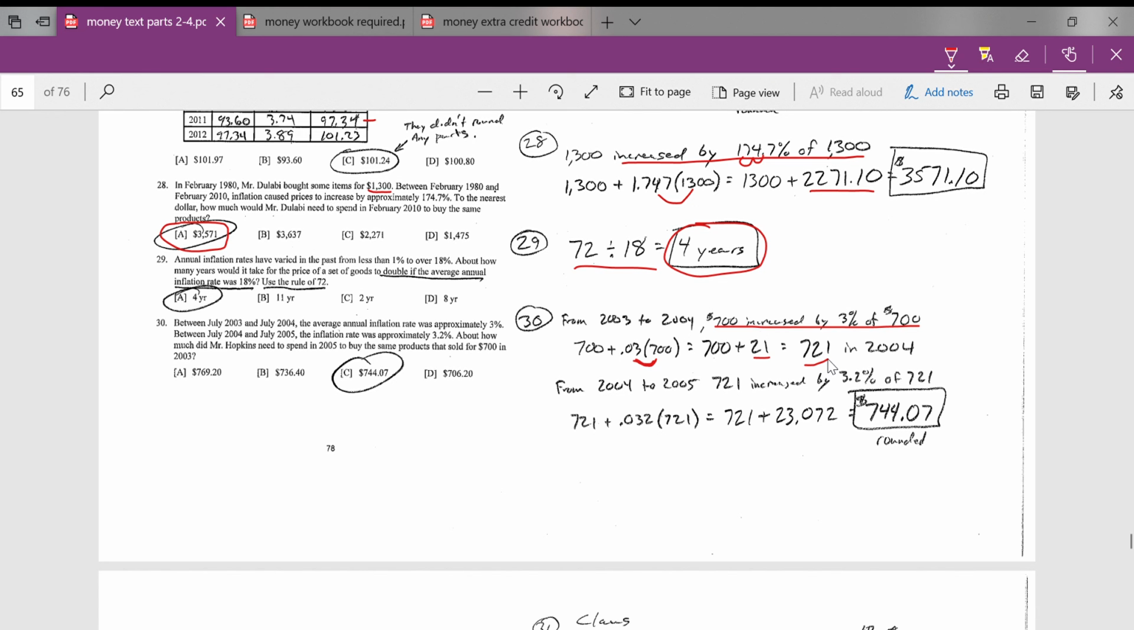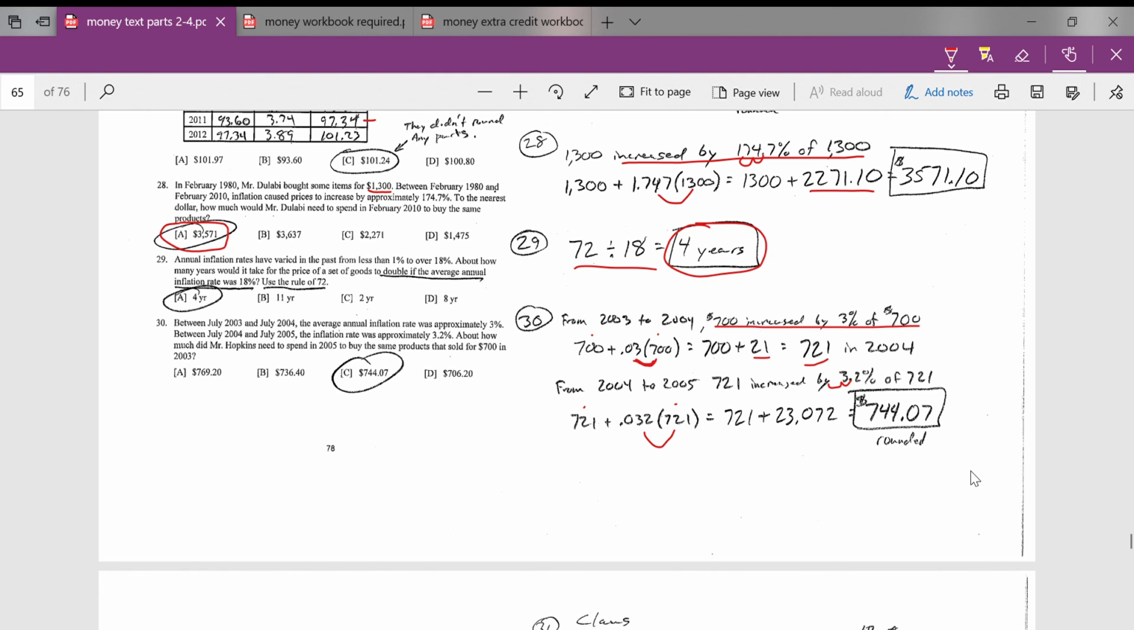Now, instead of increasing 3%, it increases 3.2%. So we have to go 1, 2, and any open spot we put a 0. So we start with 721 plus 0.032 times that 721. Again, you see the same number in those two spots, just like you did up here and in some other problems before that. Order of operations says multiply these first, gives you 23.072. Just leave that in your calculator, add to the original 721, and we're going to get $744.07.